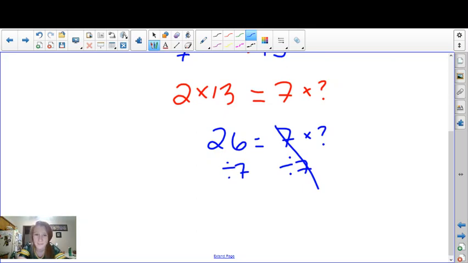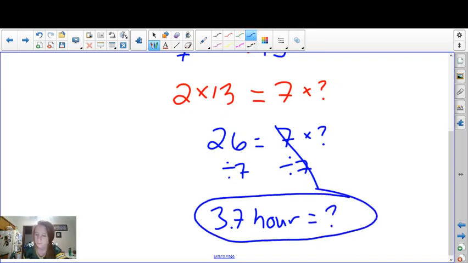So I take 26 divided by 7, which gives me about 3.7. I think it's 3.66666, so 3.7. And we're talking about hours, so it's going to take me 3.7 hours to get up 13 degrees. And that's what my question mark was equal to.